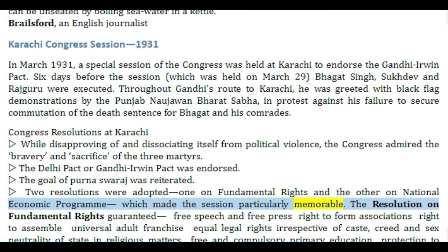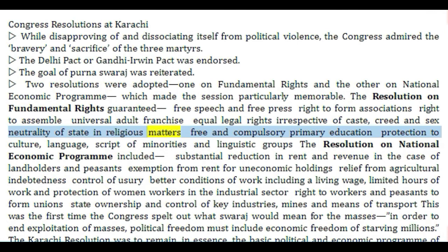The resolution on fundamental rights guaranteed free speech and free press, right to form associations, right to assemble, universal adult franchise, equal legal rights irrespective of caste, creed and sex, neutrality of state in religious matters, free and compulsory primary education, protection to culture, language, script of minorities and linguistic groups.